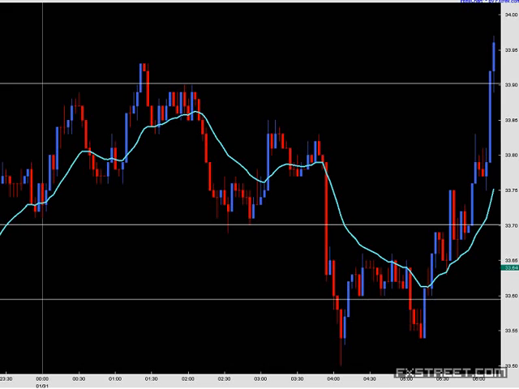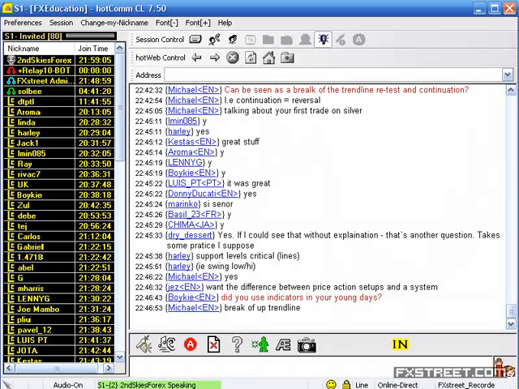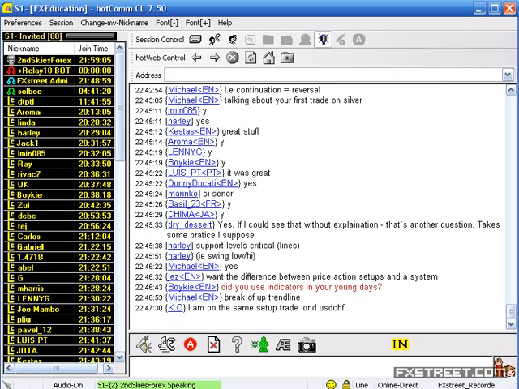Dry Desert says, if I could see that without the explanation, that's another question. It takes some practice. All things take practice. But all things with practice can generally be achieved. So with the right amount of practice, you keep coming to this class again and again, seeing me put up these patterns again and again, you'll start to absorb them into your central nervous system, and eventually you'll see the same thing, and then you'll be like, hey, I remember this. I remember what he told me to do in this situation. This is where I do this. And then you're going to be a buyer or a seller in that moment, and you'll try it, and it works out. And it's just going to be a matter of practice.